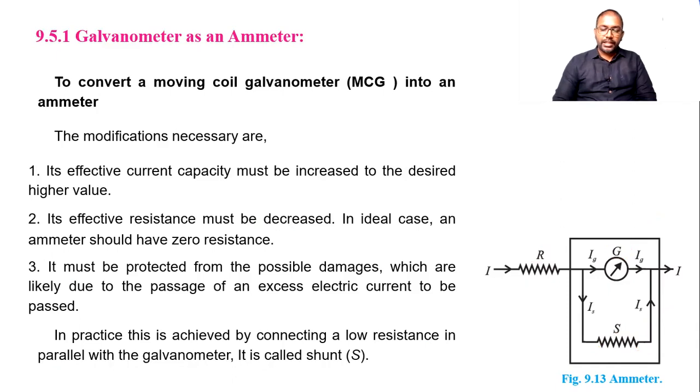Now, I consider the total current passing through this external resistor is I. Then I is split up at this point into two branches. IG is passing through G, and IS is the current through the shunt.